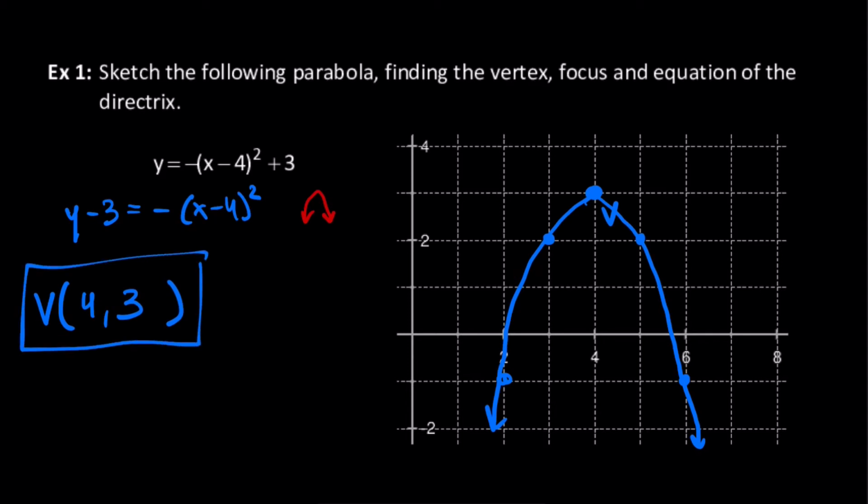Okay, there's the vertex. I need to identify the focus and equation of the directrix. Now, don't sketch this in yet, but I know my directrix has to be up here and my focus has to be in here, right? The focus is always inside the parabola. But how do you get that exact value? How do I know how far away this is? We use that equation. P equals 1 over 4a. I need the distance. Well, what is a in this case? A is 1. It's not negative 1 because we're talking about distance. It's just 1. Okay, so it's 1/4.